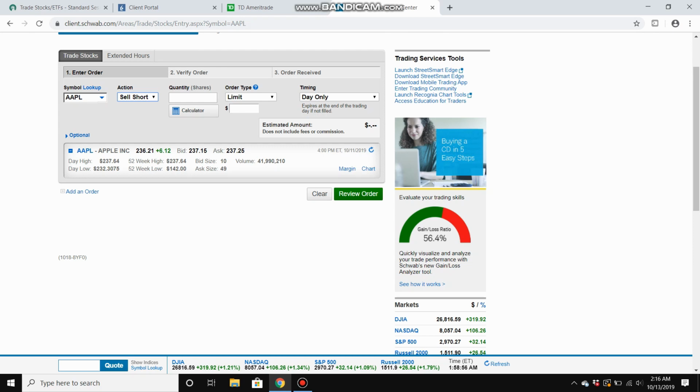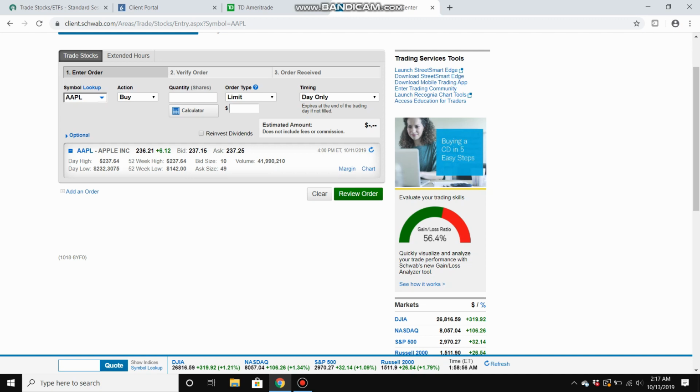You make money if it goes down. If Apple goes down to 235, you make $1 profit. If it goes down to 200, you make $36 for every share you shorted. But if it goes the other way, if it goes to 240, you lose money, just like you lose money by going long if it went down.